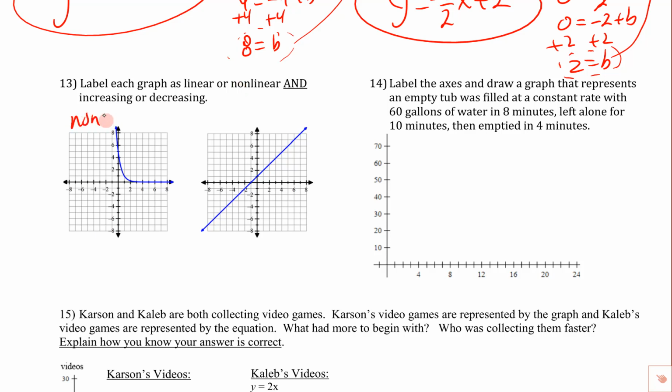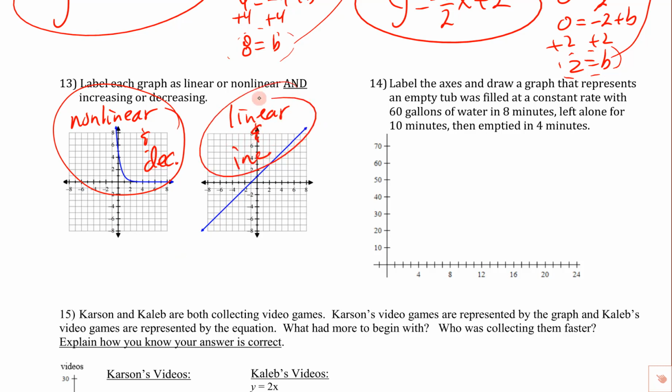So we're going to say non-linear. And then this is also going down from left to right. So we're going to say it's decreasing. And if you want to abbreviate there, that's totally okay with me. This one is a line. So this one is linear. And it's going up from left to right, so it's increasing, okay? So linear and it's increasing, okay?